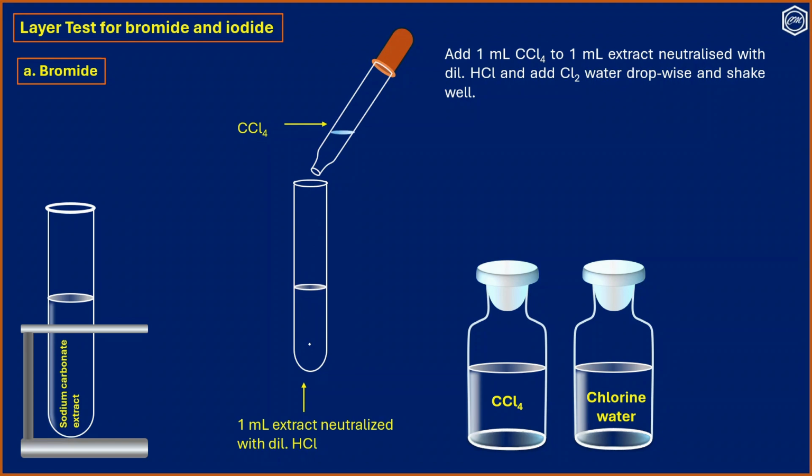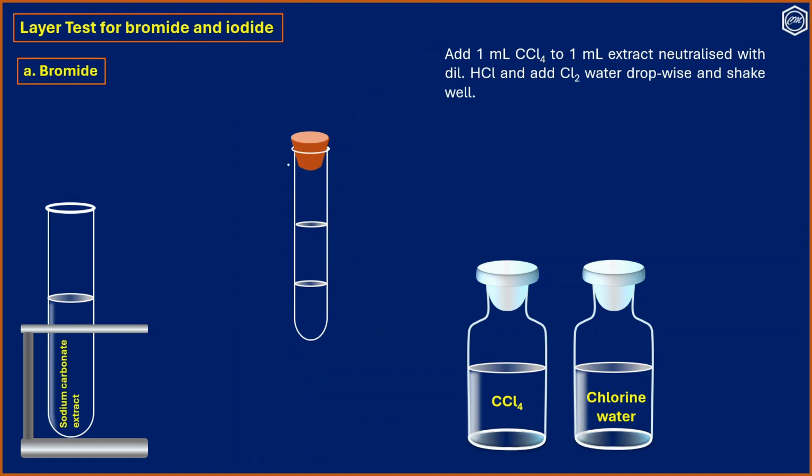Carbon tetrachloride is immiscible with water, so it must form 2 layers. And to that we are adding chlorine water, drop by drop. And now we close the test tube with a cork. And 2 layers are formed.